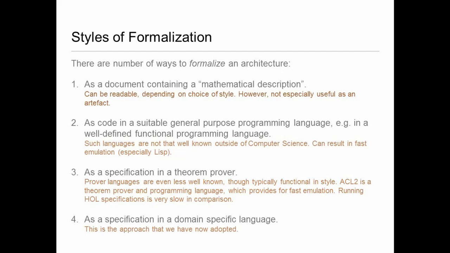ACL2 is sort of a cross between a programming language and a theorem prover. It has the great advantage of being actually quite fast as a programming language. So when you write your descriptions, you actually get a very fast emulator directly out of it. If you try to do the same in HOL, if you just write a whole description and then do some rewriting in HOL and try to emulate what's going on, this is comparatively horrendously slow.